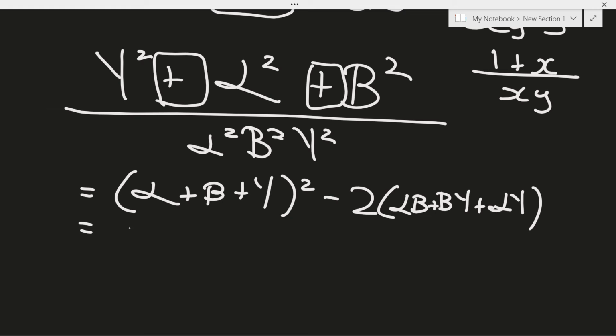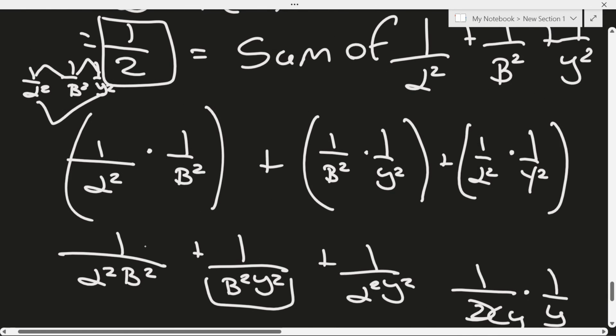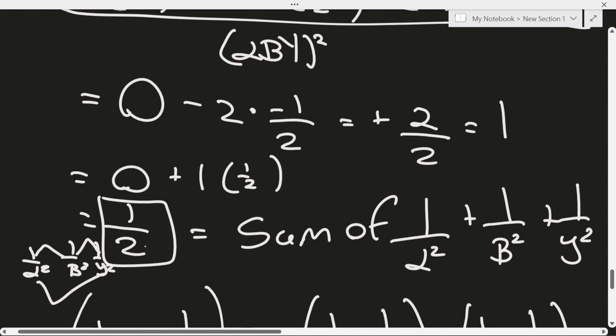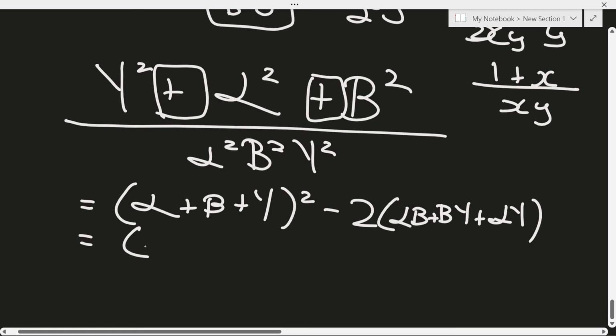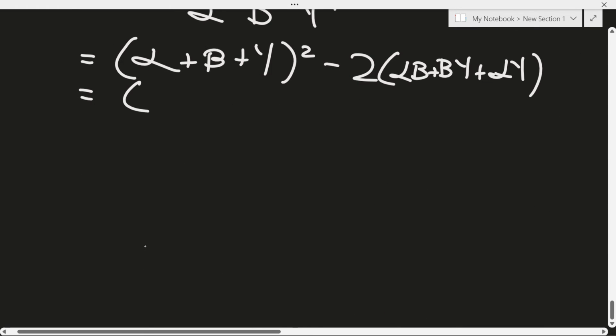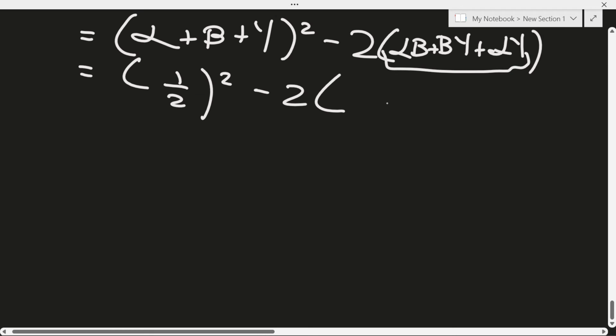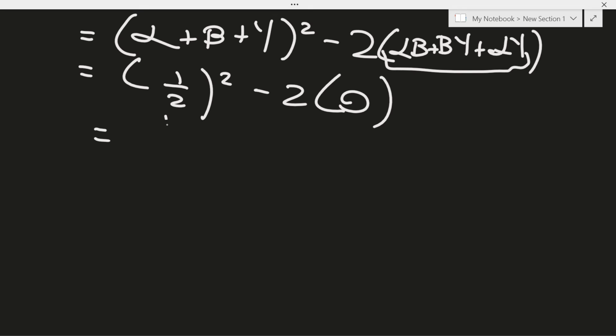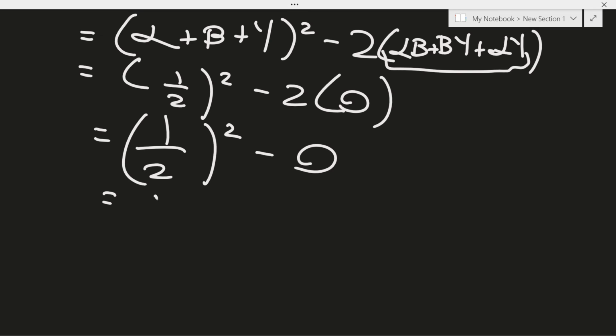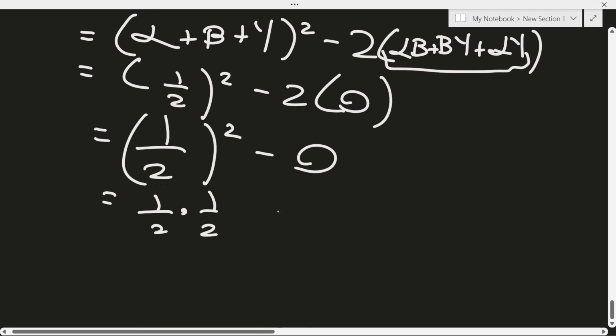So we know the sum of the roots, and this is the sum of the roots of the original equation. Please don't mix them up, right? The sum of the roots is equal to a half, squared, minus 2 times, and we know that the sum of the product of two of the roots at a time was 0. So it's equal to a half squared minus 0, and that is equal to a half times a half, which is equal to 1 over 2 times 2, which is equal to 1 over 4.